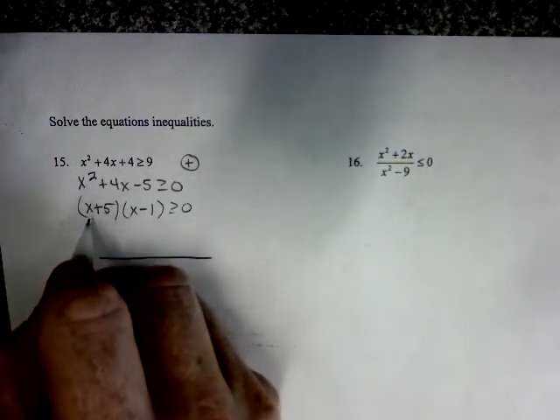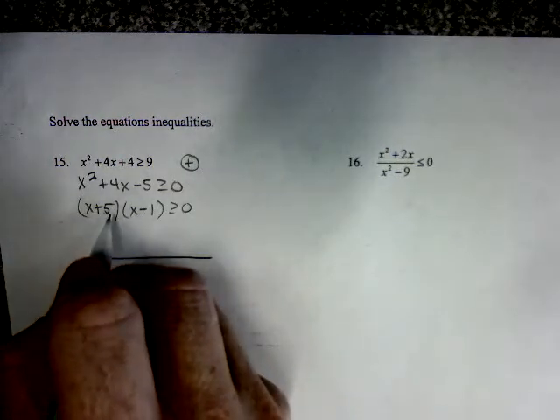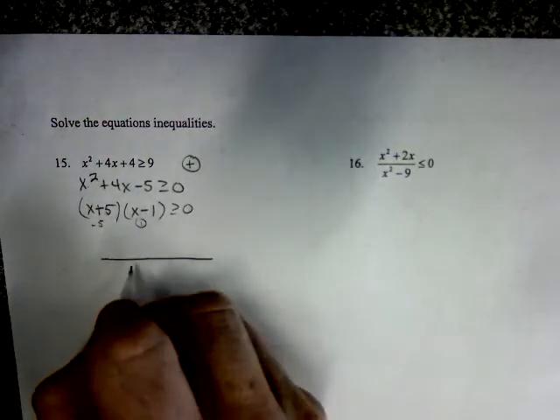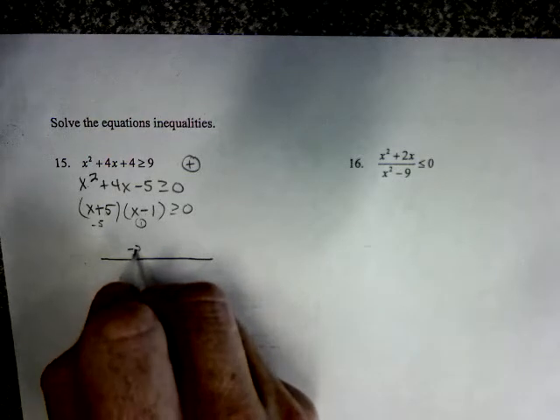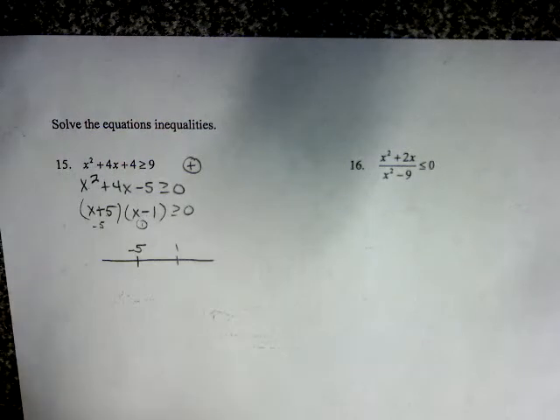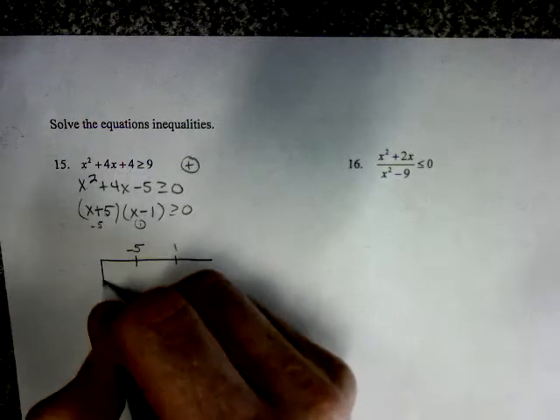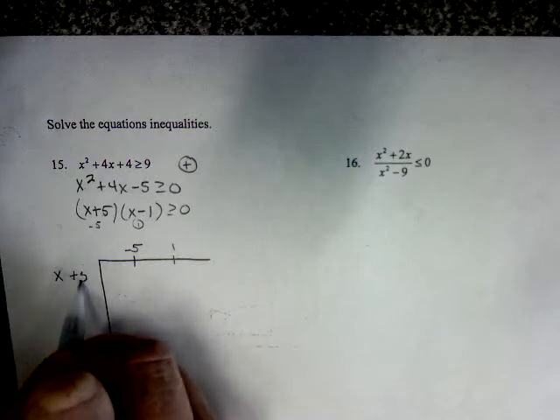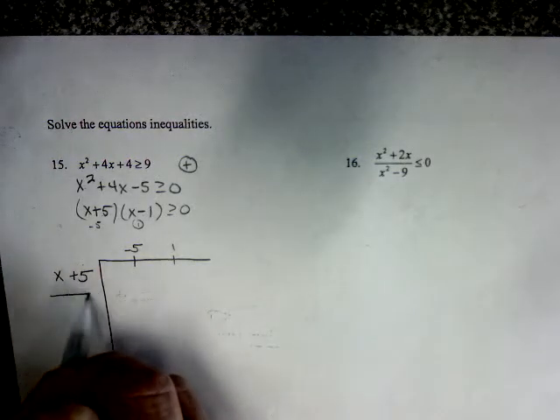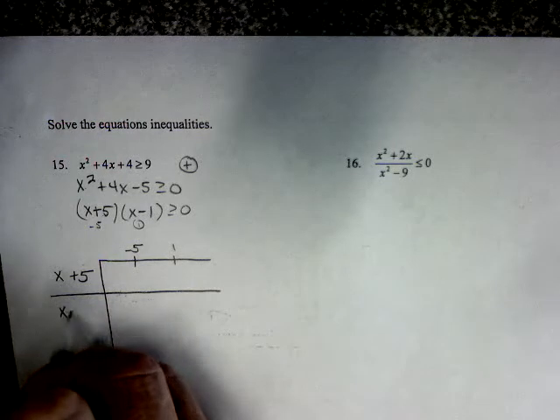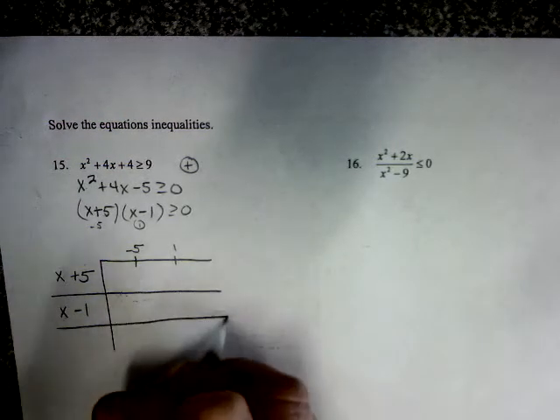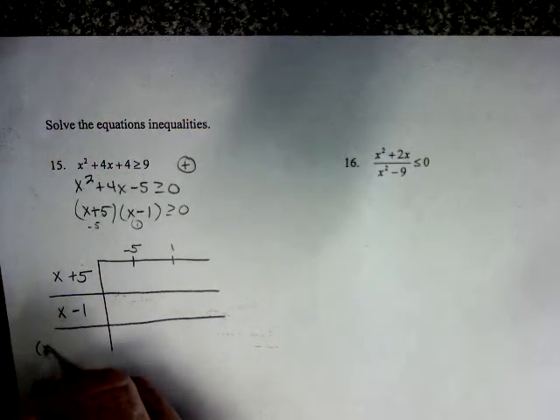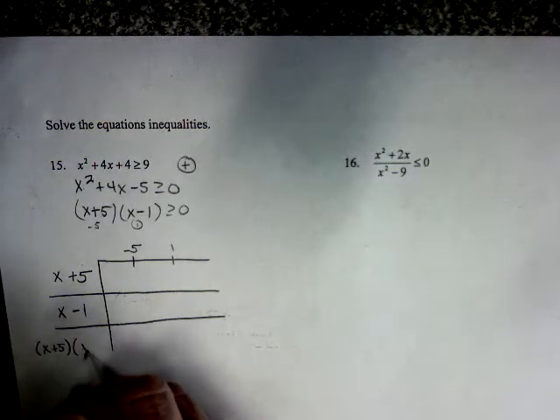So the zeros for this inequality are negative 5 for this factor and 1 for this factor. We need to put those in order on our number line. Negative 5 comes before 1, so we'll put those on the number line that way. Now the first factor we had is x plus 5, so we'll put that there. And x minus 1 is the next factor. And then we want to know the sign of the whole expression when we multiply the x plus 5 times the x minus 1.